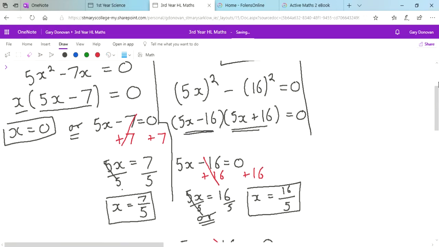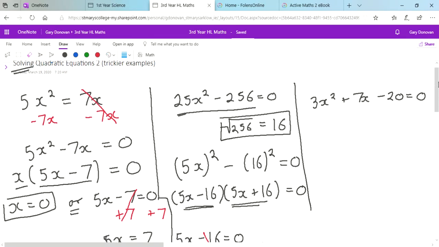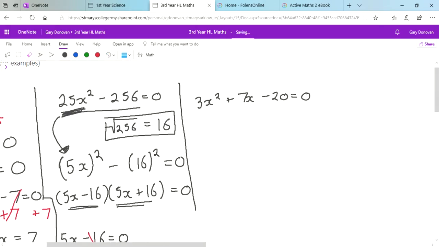So that's just difference of two squares again, but it's slightly trickier because we have bigger numbers basically, and we don't have just an x squared, we have 25x squared. So remember, 25x squared is 5x all in brackets squared. Let's look at the last example.